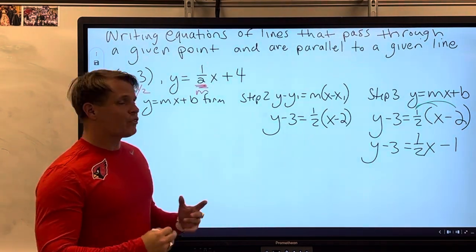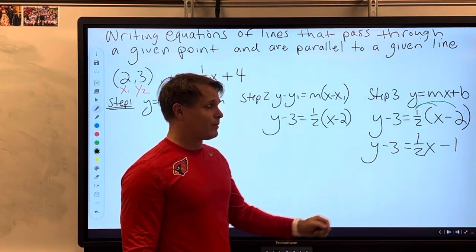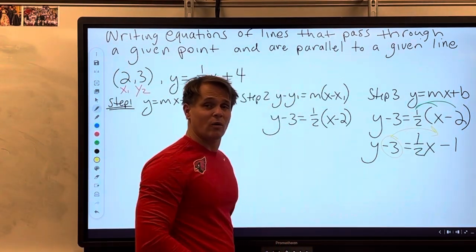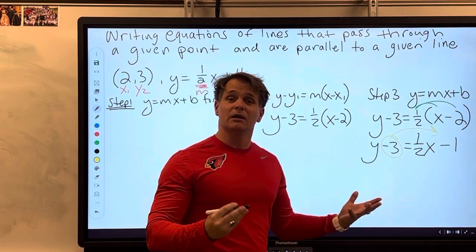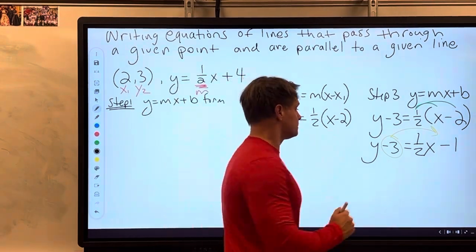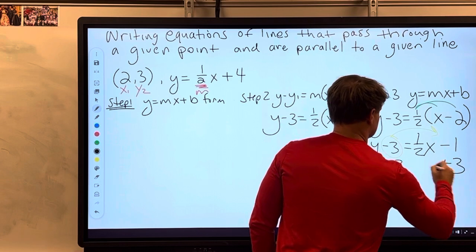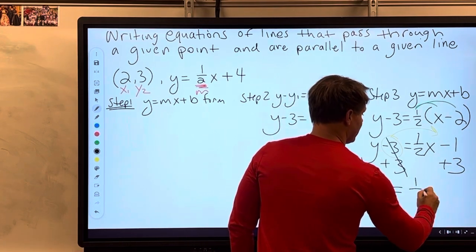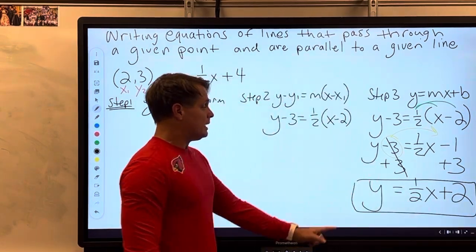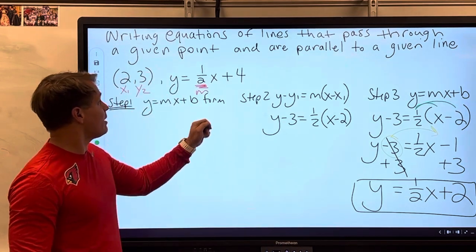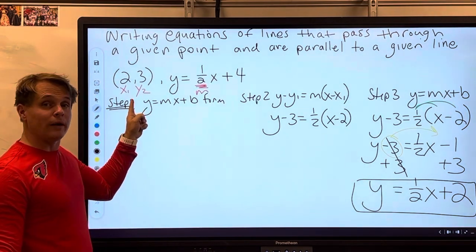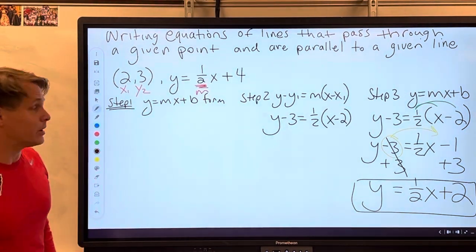Now there's only one more thing I got to do to get the y by itself, and that is to move this -3 to the right side of the equation. Now how do you move or undo a -3? You add 3. So I'm going to add 3 to both sides. So I get y equals 1/2 x plus 2. This is my new equation that is parallel to this one, but that equation also goes through the point 2, 3. Now let's take a look at another example.